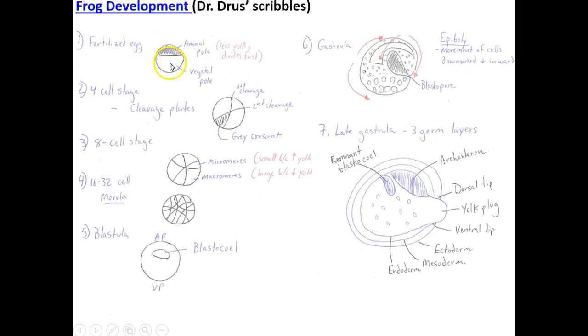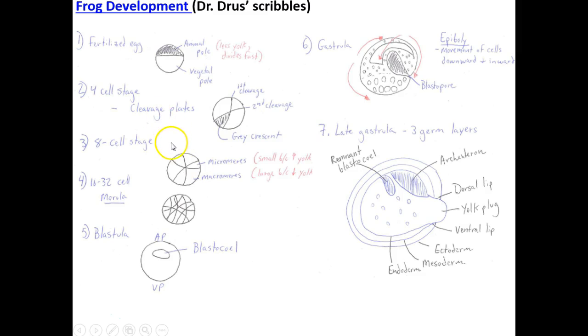So not vegetable, it's not animal and vegetable, it's animal and vegetal, all right? And each of these have different ultimate destinations. So the animal pole has less yolk, it divides very quickly. At the 4-cell stage, you can see some cleavage planes forming, and you'll often see something known as the gray crescent, which is the shaded area. At the 8-cell stage, you start to see that there's a difference between the animal pole and the vegetal pole when it comes to the size of the blastomeres.